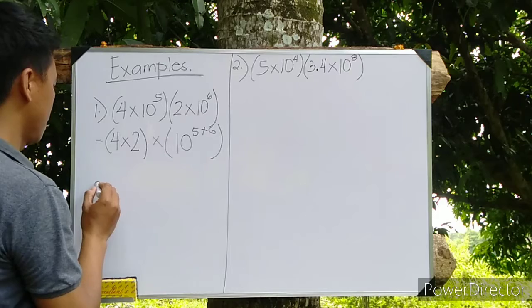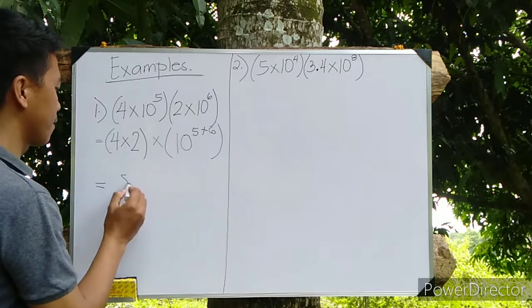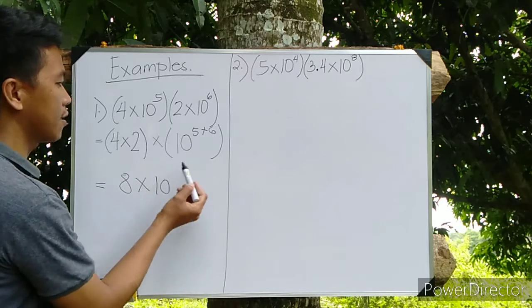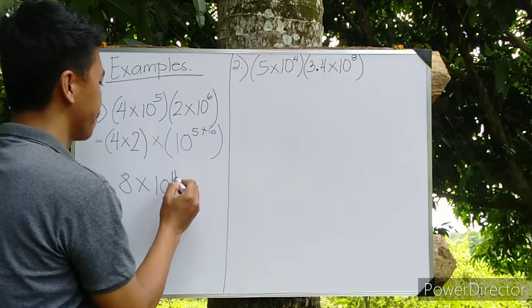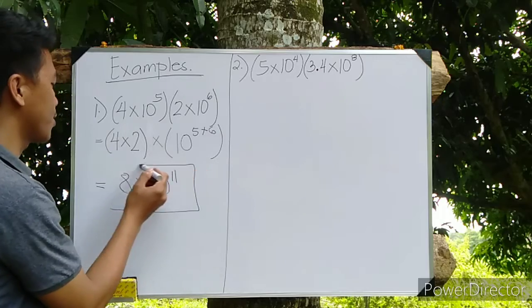Okay. After that, we have 4 times 2 is 8, times copy yung constant na 10. 5 plus 6, we have 11. Okay, so this is our final answer.